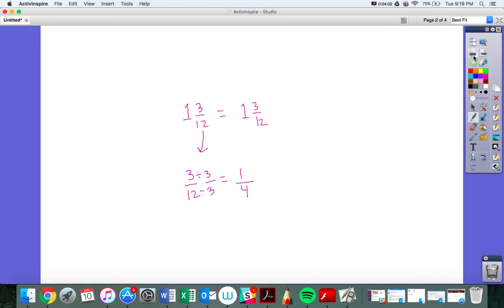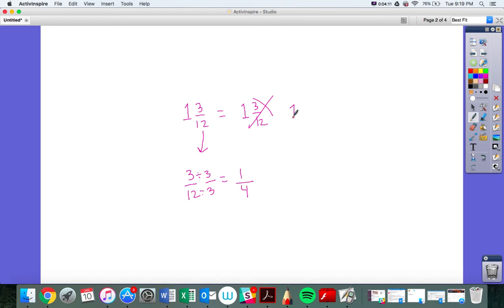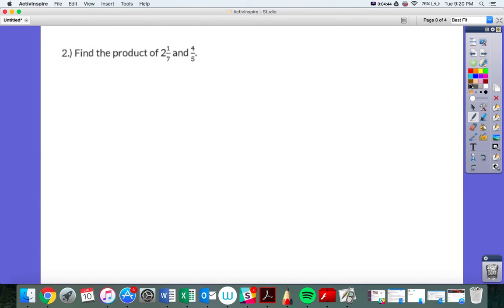So I'm going to skip back and see what was my unit here. My unit here was how many cups of flour will she need? Oops. This is 1 and 1/4. And we know that's cups of flour. Later on this week, we're going to do a heavy review of this simplifying. So if at this point you put 1 and 3/12 cups of flour, that's okay as well, because those are equal fractions or equivalent fractions. Now let's move on to our second problem in round 1.